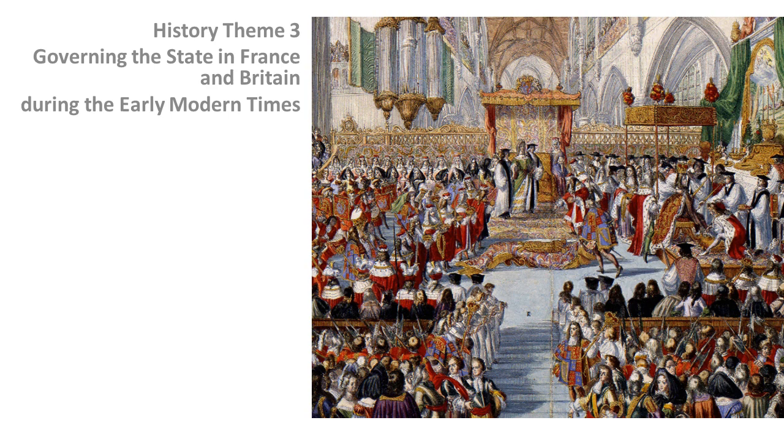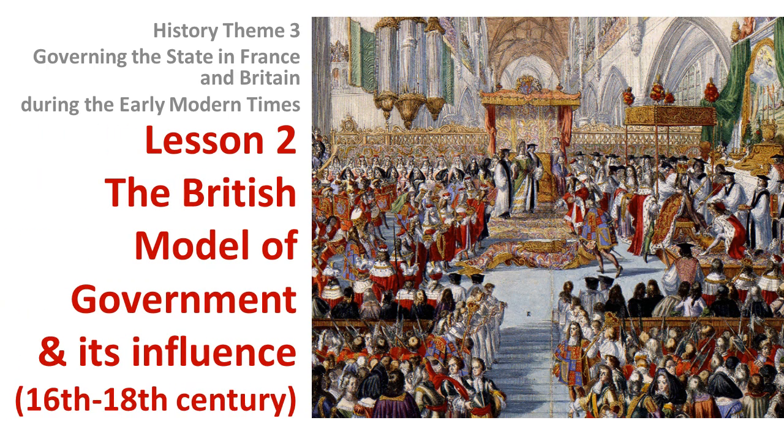The point with the history theme number 3 of the second syllabus is to compare France and Britain about the way the state was governed during the period of the early modern times. And so this is the beginning of lesson 2, called the British Model of Government and its Influence from the 16th to the 18th century.